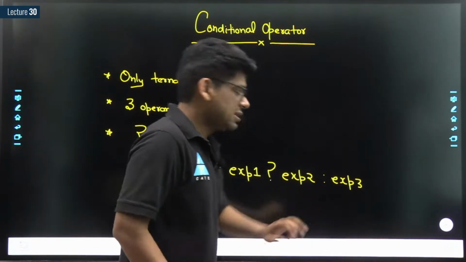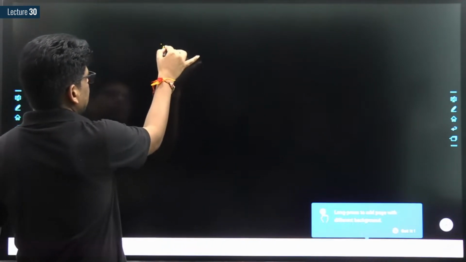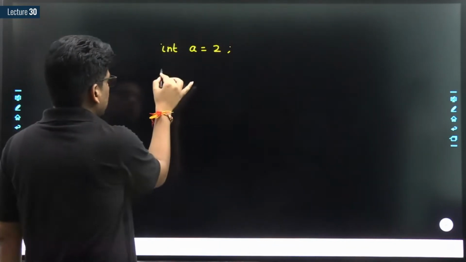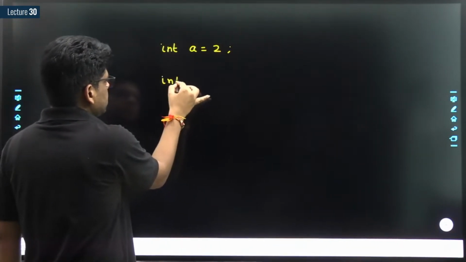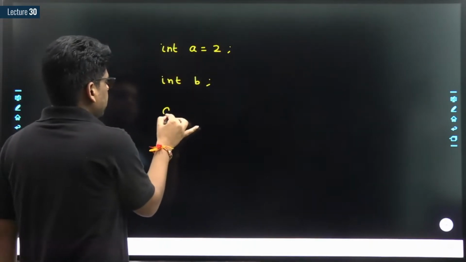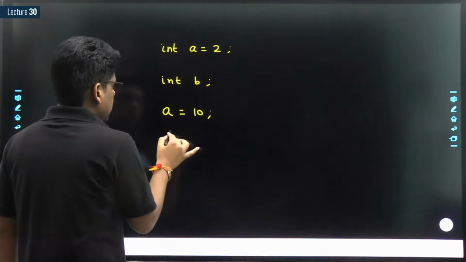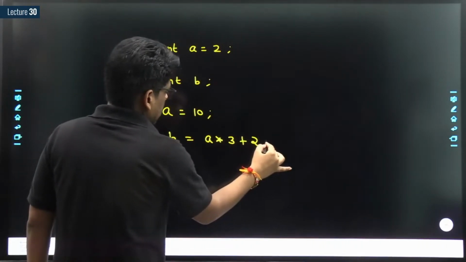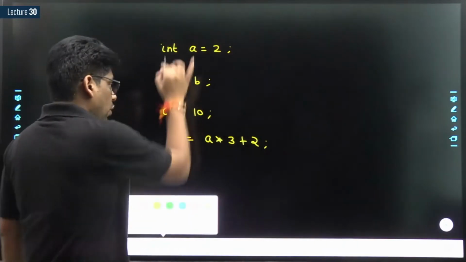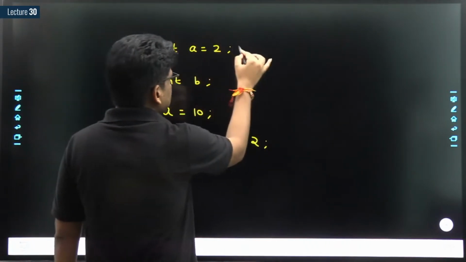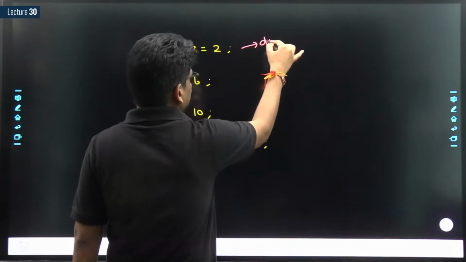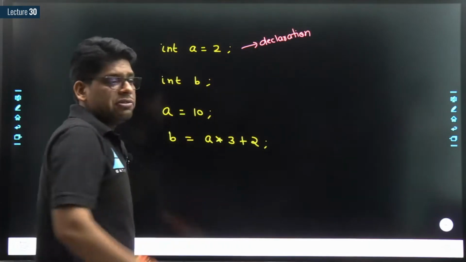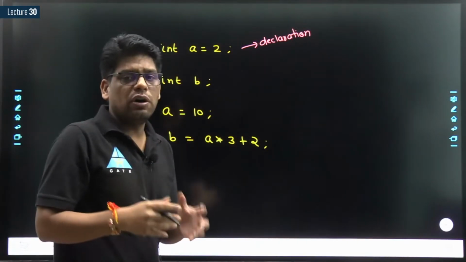Sir, what is a statement? A C program is divided into statements. All of them are statements, that means terminated by a semicolon. Sir, this is a statement, but this is a declaration. So basically this is a declarative statement. A C program is comprised of statements.